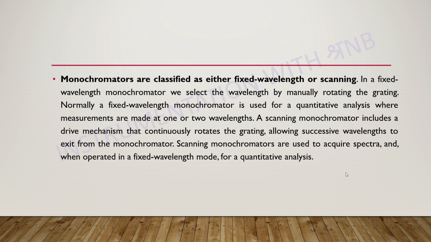Monochromators are classified as either fixed wavelength or scanning. In a fixed wavelength monochromator, we select the wavelength by manually rotating the grating. Normally, a fixed wavelength monochromator is used for quantitative analysis where measurements are made at one or two wavelengths. A scanning monochromator includes a drive mechanism that continuously rotates the grating, allowing successive wavelengths to exit from the monochromator. Scanning monochromators are used to acquire spectra and, when operated in a fixed wavelength mode, for quantitative analysis.